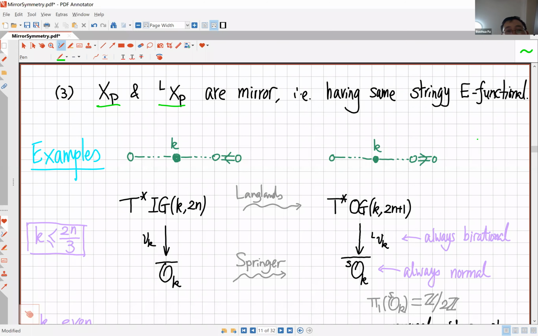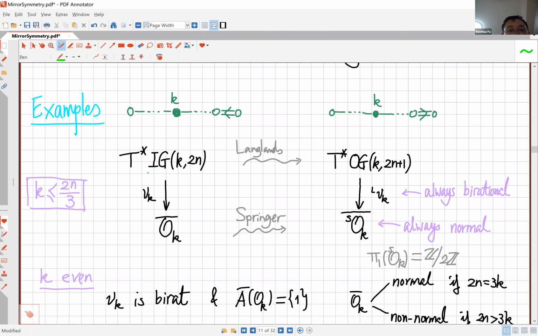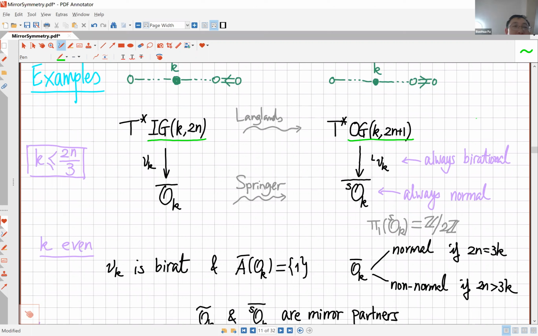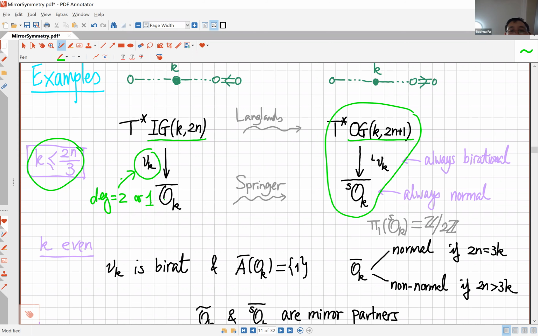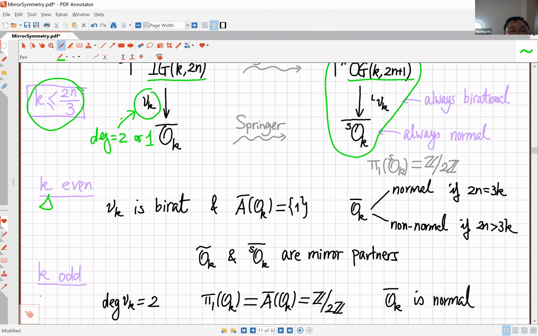And just to give you one example, take this isotropic Grassmannian and also orthogonal Grassmannian. Both of them are Langlands dual, and downstairs is Springer dual. Then there is some complication, because we just consider the case where k is at most 2n divided by 3. In this case, this part is always birational, and downstairs is always normal. But on this side, this is not always birational. It could have degree 2, either 2 or 1, depending on whether k is even or k is odd.